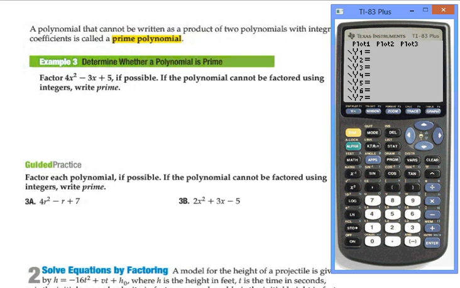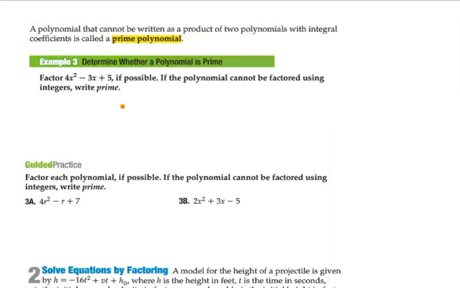Otherwise, we're going to graph this. We're going to say 4, here's our x-t-theta-n button. There's our square. Subtract 3x and add 5. And then we're going to hit the graph button over here. So if we hit graph, I want to show you what this means. Okay, when we found zeros of our exponents, that is when the zero crosses the x-axis. Does this graph cross the x-axis? No, it does not. So if the graph does not cross the x-axis, it is a prime polynomial.